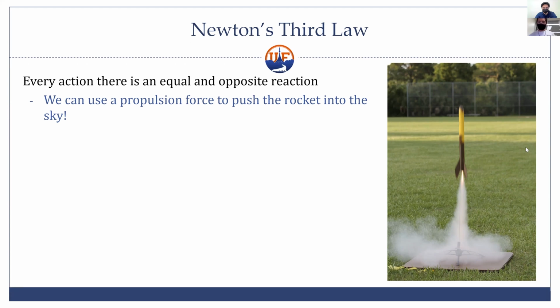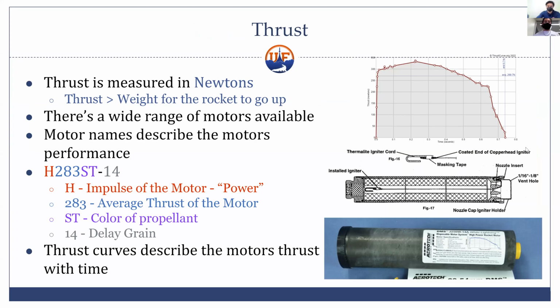Okay, so now that we know our forces, which are thrust and weight, let's actually characterize what thrust is. And this is a lot in one page, but it's very important. So thrust is measured in newtons. And obviously it is, because Newton would obviously pick his own name. And as I said earlier, it has to be greater than the weight of the rocket to go up.